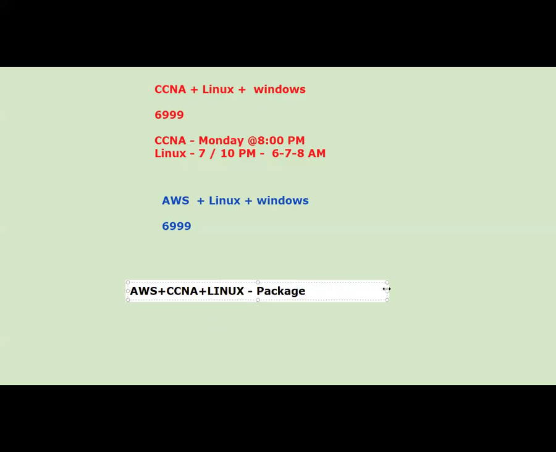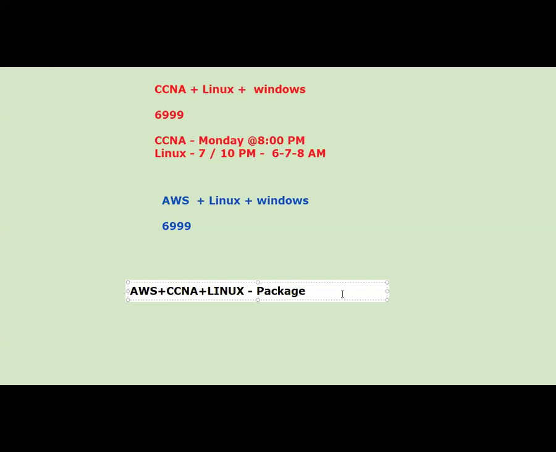So if you go individually, like I said to my friend, you're spending a lot of money. But if you come in this package, AWS plus CCNA plus Linux, then probably you'll be getting this package at a much lesser fee. So just try to think about it.